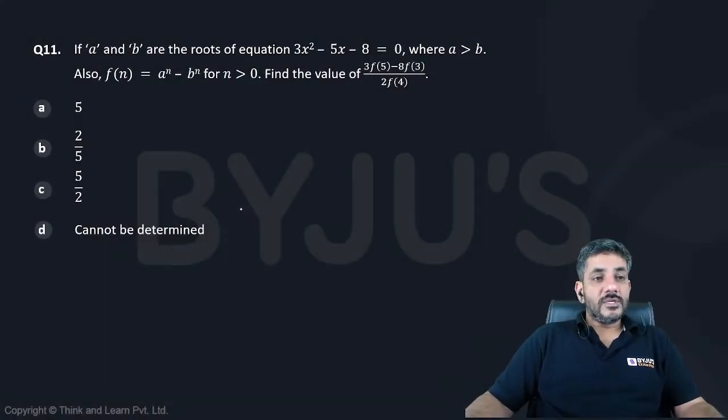Here we move on to question number 11. A and B are the roots of the equation 3x² − 5x − 8, where A is greater than B. Also, Fn is this. Find the value of this.